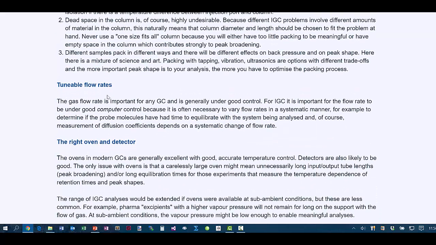Of course, in all GC you adjust the flow rate, but in IGC it's very important that you can tune the flow rate automatically. For example, for diffusion measurements, you need to do the experiment at a set of different flow rates. And as we'll discuss later, if you flow too fast for some experiments, you don't get equilibration and the data is meaningless. If you flow too slowly, then you are using up unnecessary time. So it's important to have computer-controlled rate of flow so you can do a few quick scouting experiments to get the optimum flow rate.